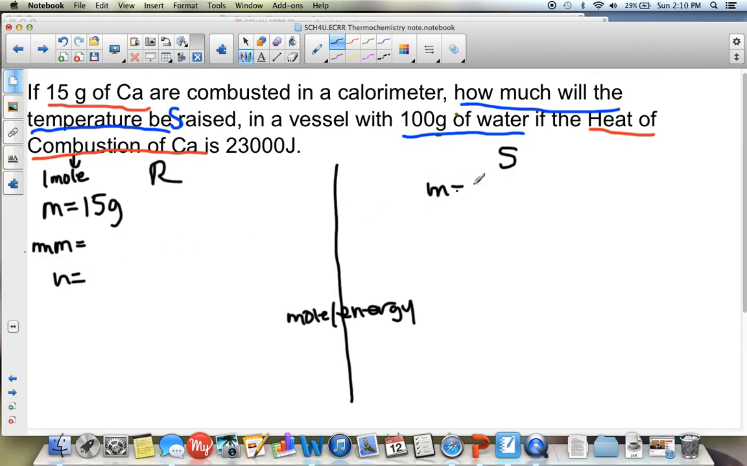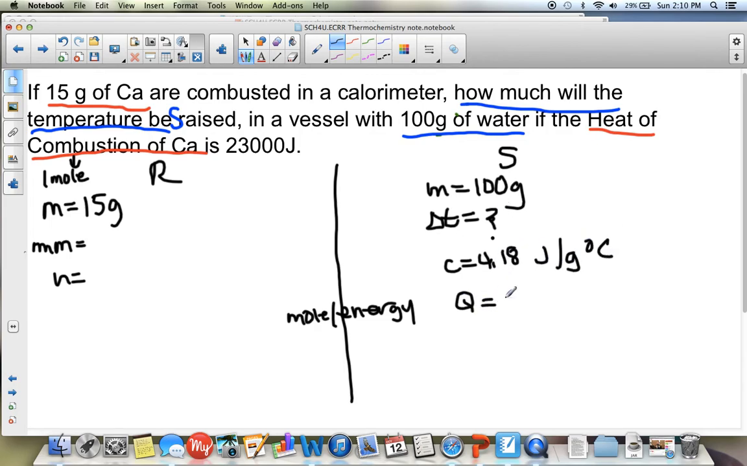Let's put, we have 100 grams of water. We want to know what the change in temperature will be, so that's our question mark. Heat capacity for water always stays the same. We can't calculate Q at this point, so we're going to have to find that. That's what we're going to have to look for in our mole ratio. Last but not least, we are given the heat of combustion of calcium, which is 23,000 joules per mole.